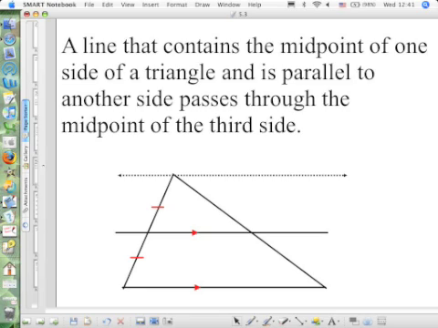It says a line that contains the midpoint of one side of a triangle is two things. First, it is parallel to another side, and it also passes through the midpoint of the third side.